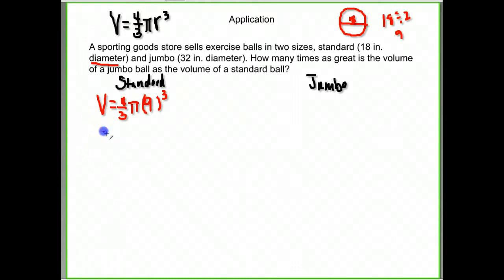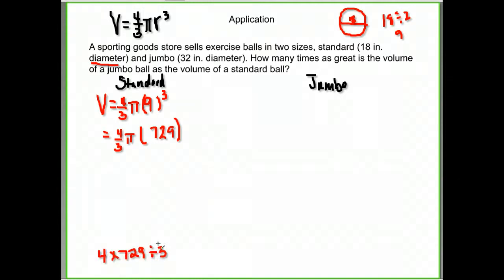Okay, now we're going to calculate that. One thing you want to be cautious of is that 9 to the third power means 9 times 9 times 9, not 9 times 3. There is a difference. When we take 9 to the third power, we get 729. Let's now calculate the 4/3 times the 729. The way I would calculate that is you take 4 times 729 and then divide by 3 for your thirds. That gives us 972 pi. I'm just going to leave it there with the pi in it.